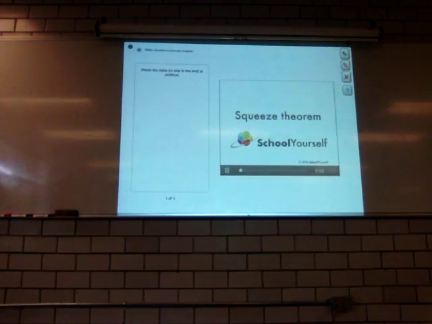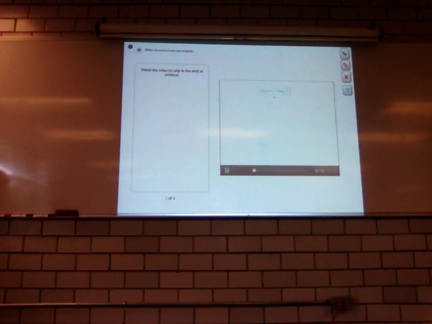Comparing messy functions to simpler functions can make finding limits easier. The squeeze theorem helps us do that. Let's see an example. Here's the function x squared times the sine of 1 over x. And here's a graph of it.